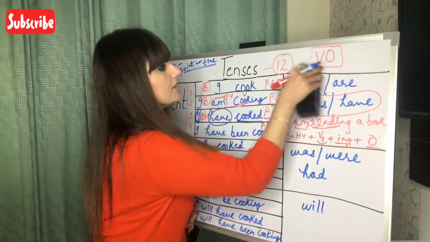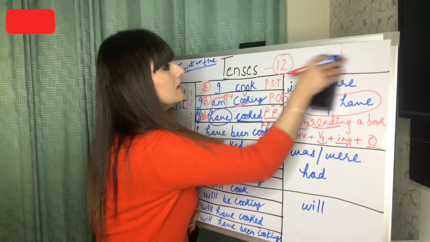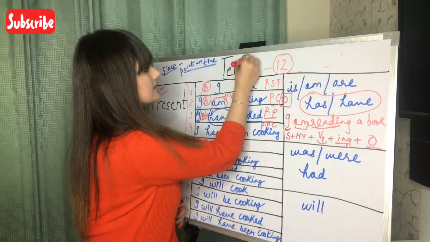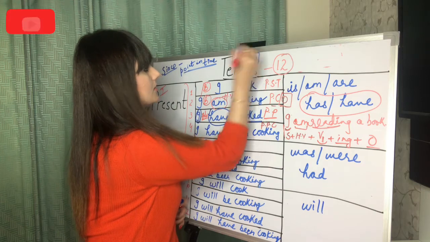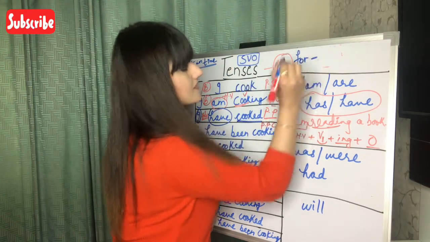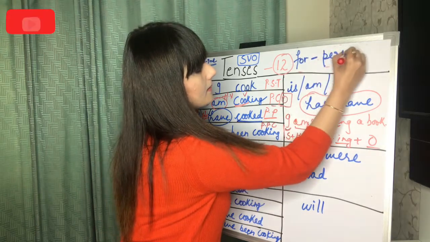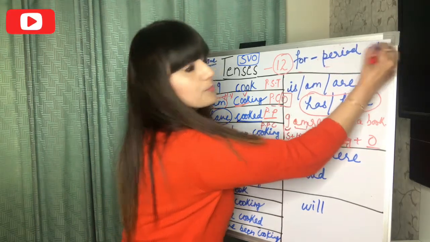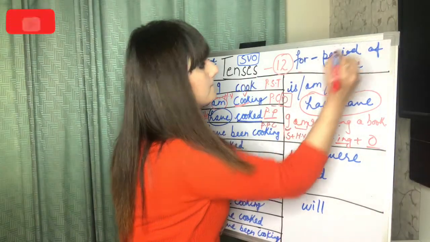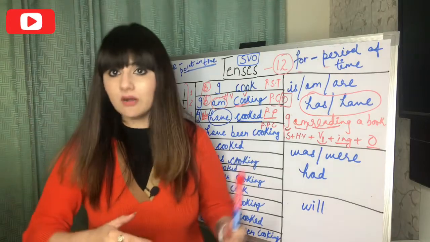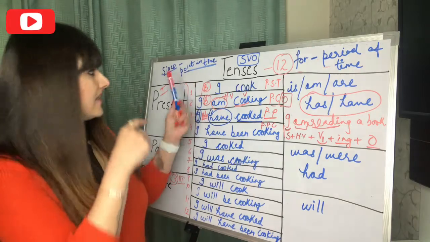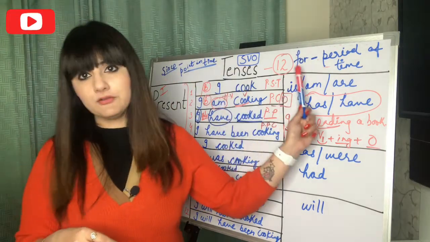Let me remove it from here. Okay, so this I'm going to write here, SVO, right? Now, if I'm talking about "for", this you're using for a period of time. It means you're talking about a longer period, right? So that's the difference between since and for.